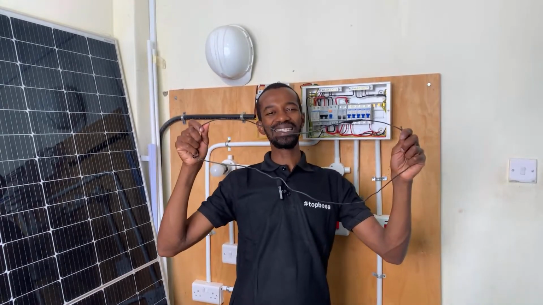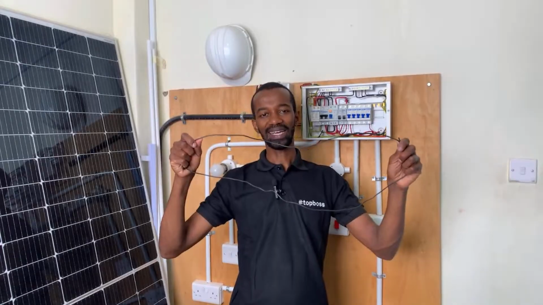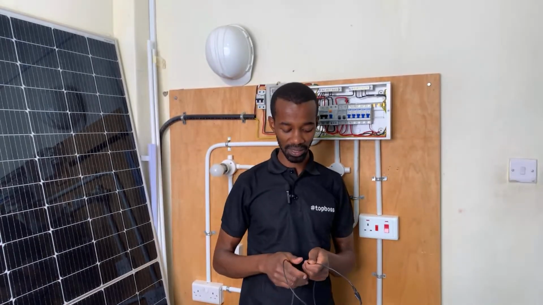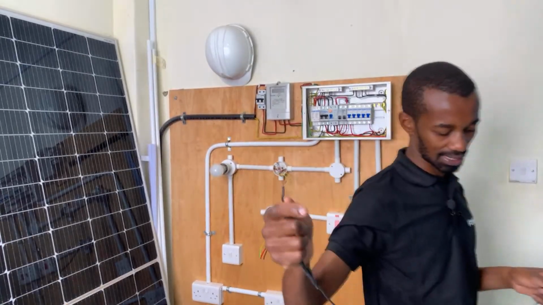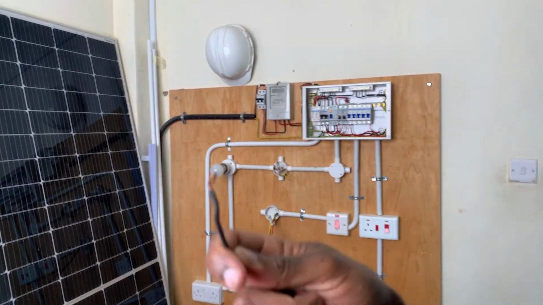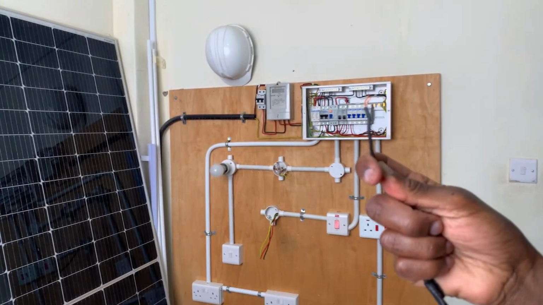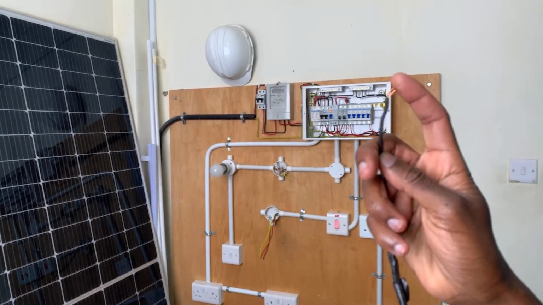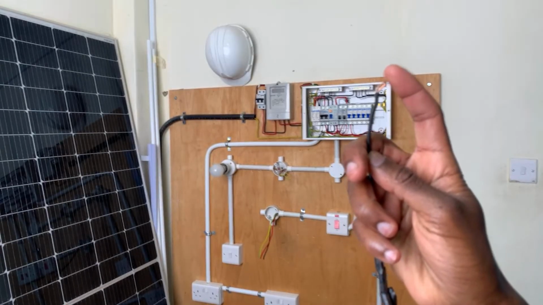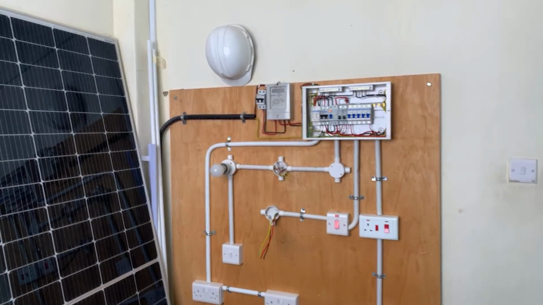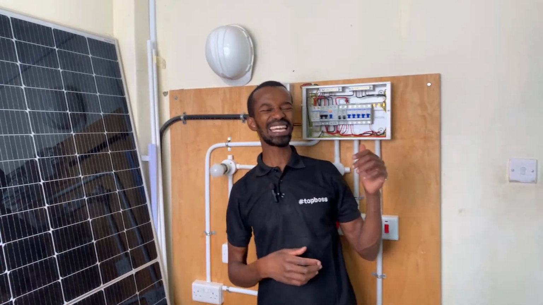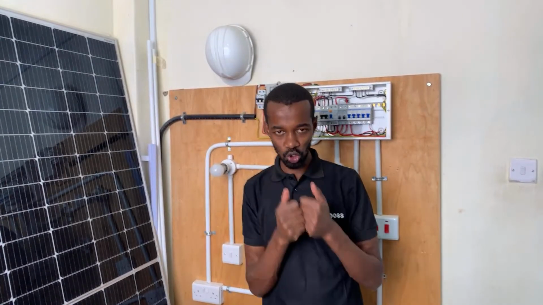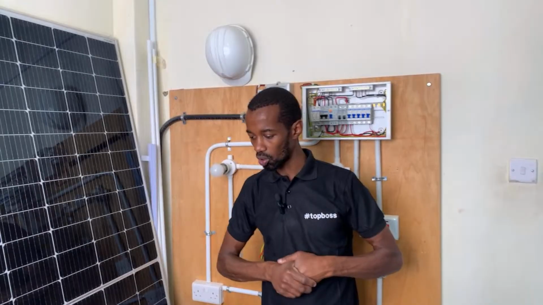In case there is any current that is flowing outside, assuming that you come in contact with the bare conductor. For instance, this was a hot wire, and then you come in contact with this part here. All right, it means that some current will flow through you. Now, the purpose of this RCCB is to detect that there is some current that is flowing out of that loop, and it simply trips within microsecond.